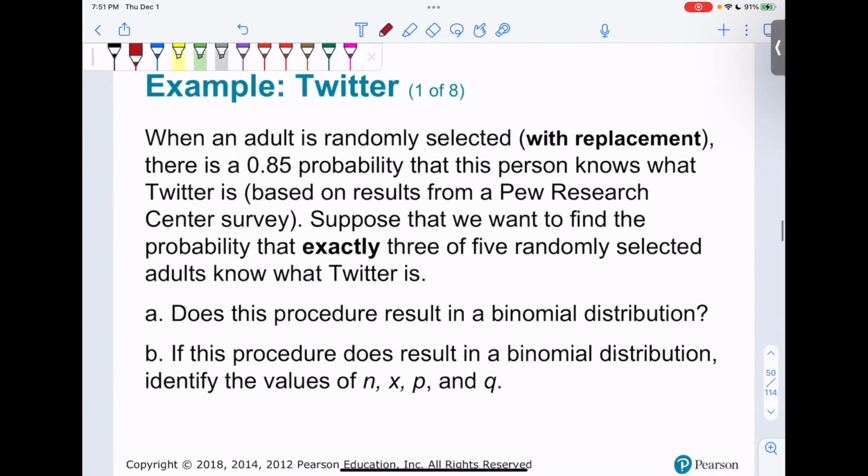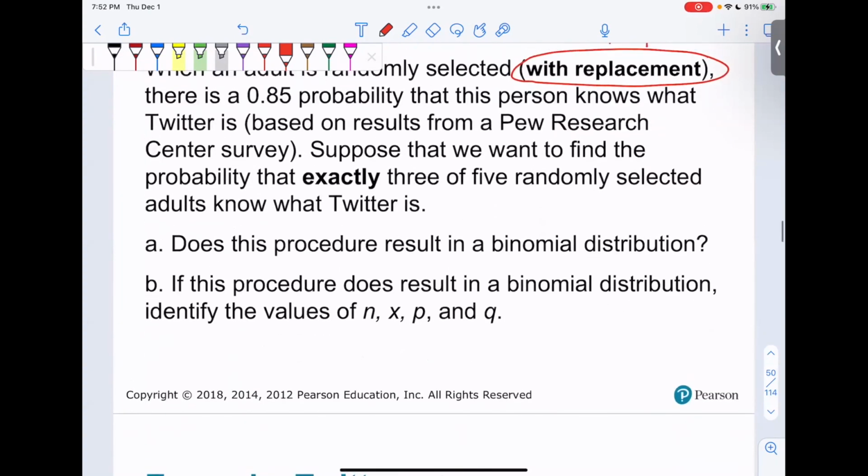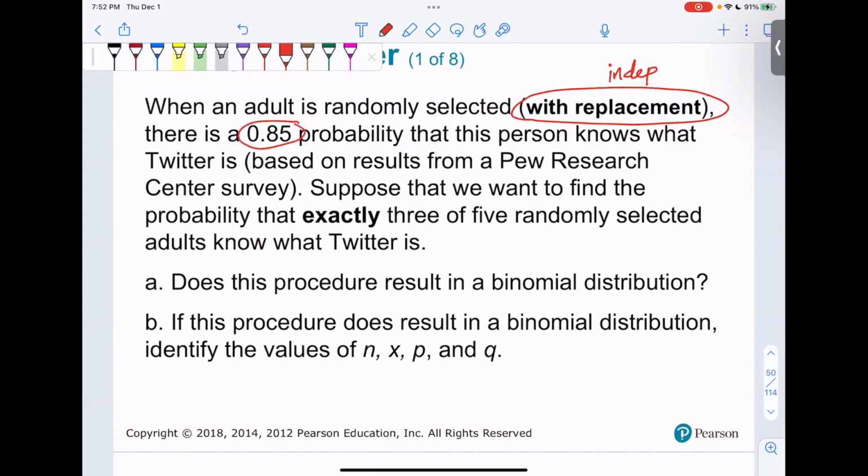Okay, so let's see this example. This is with replacement, and with replacement means independent. Now, when an adult is randomly selected with replacement, there is a 0.85 probability that this person knows what Twitter is. So this value is P, P equal to 0.85.